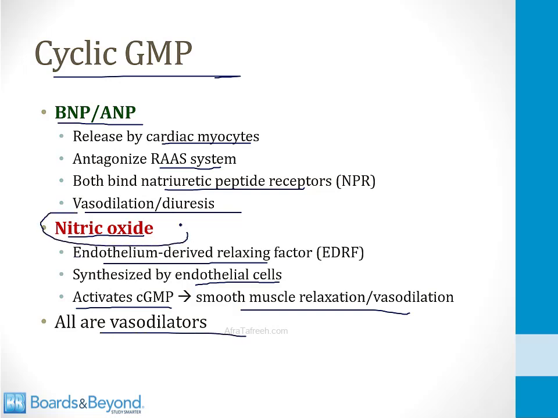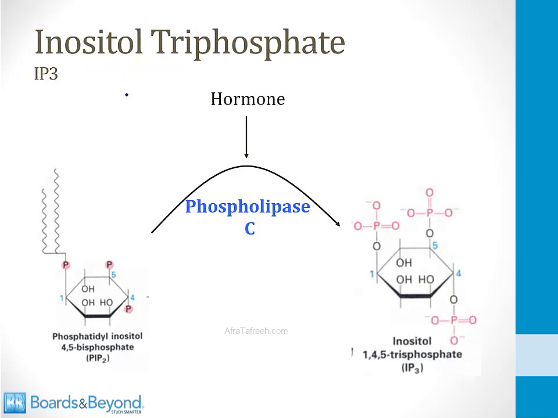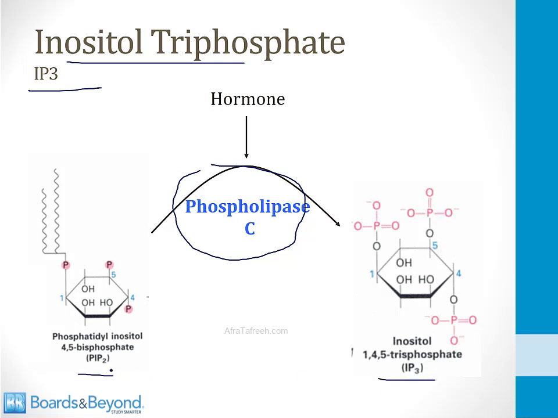Nitric oxide is a famous vasodilator, and BNP and ANP antagonize the RAS system, and therefore they are also vasodilators. Our final second messenger that we'll talk about is inositol triphosphate, which is also called IP3. Some hormones can activate the enzyme phospholipase C, which converts a molecule of PIP2 to IP3.